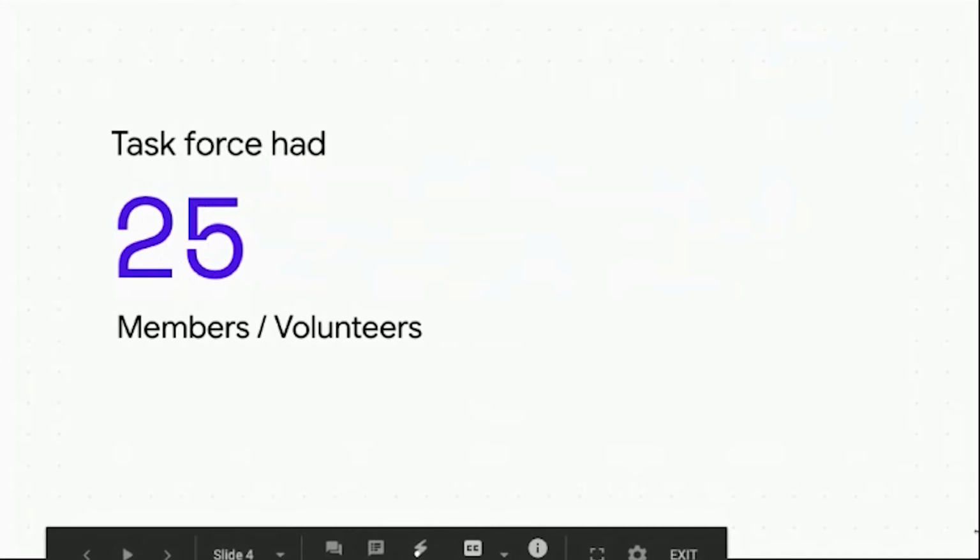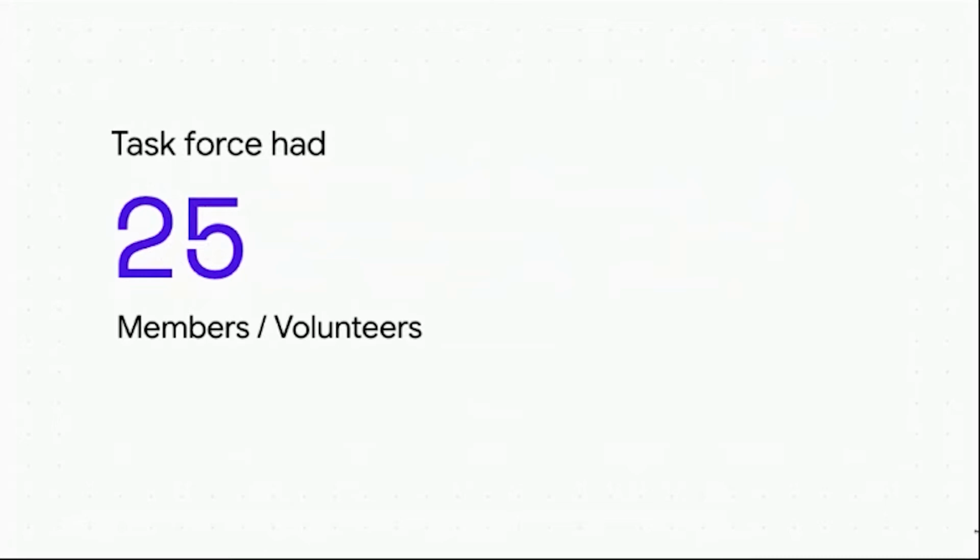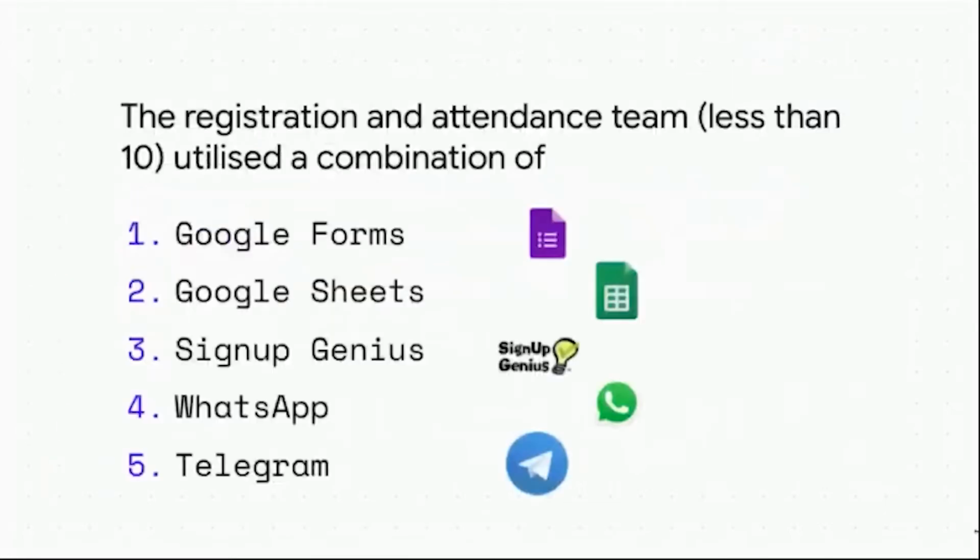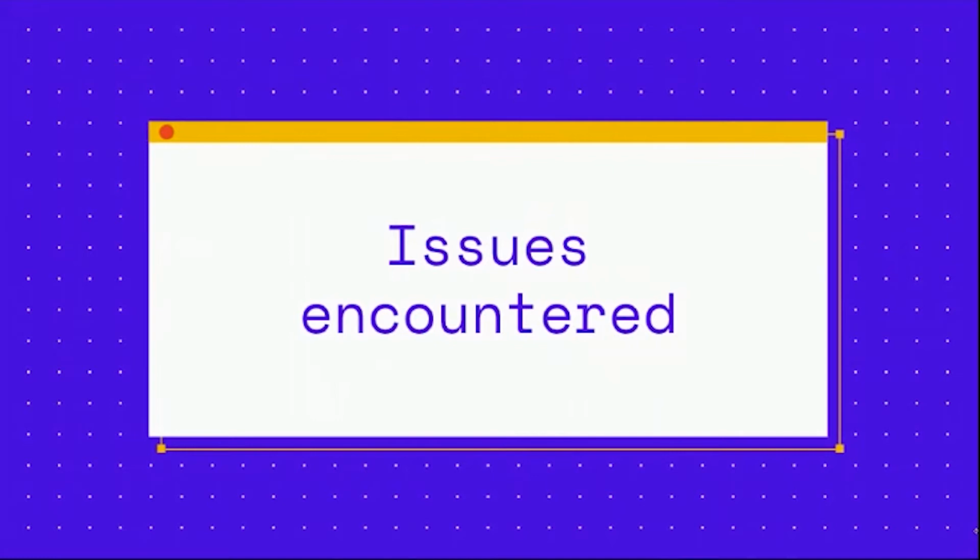To begin with, they had about 17 members, and eventually they reached about 25 members by April. At the beginning, the registration and attendance team made use of Google Forms, Google Sheets, Sign Up Genius, WhatsApp, and Telegram to manage the ins and outs of each volunteer. I'll now explain some of the issues they faced during this process.